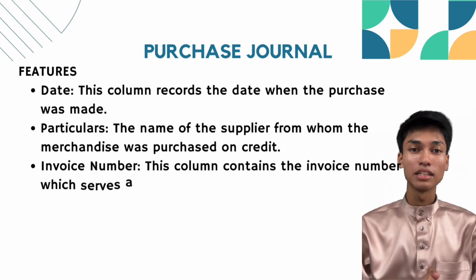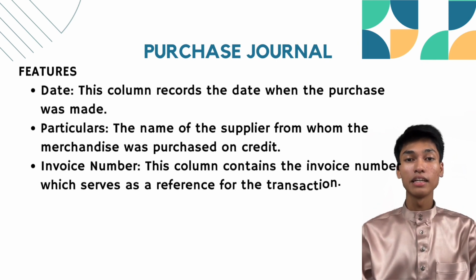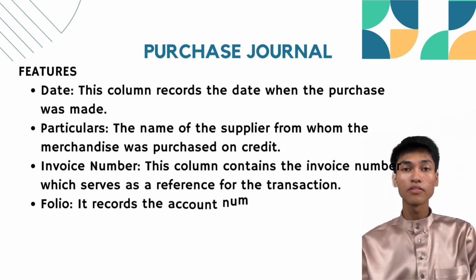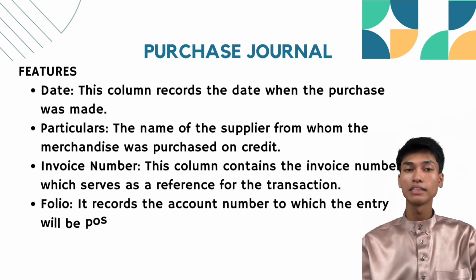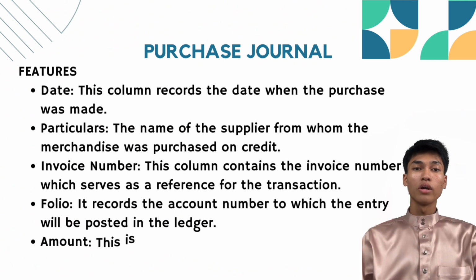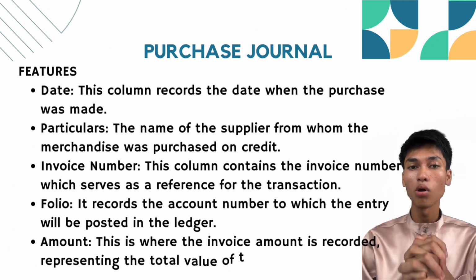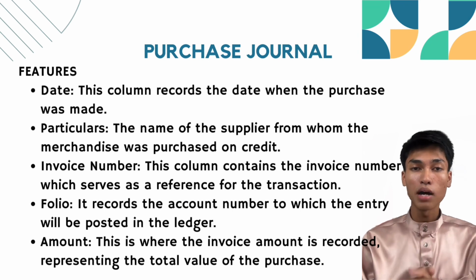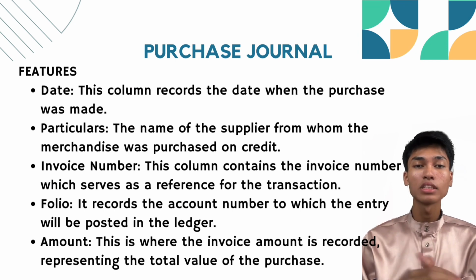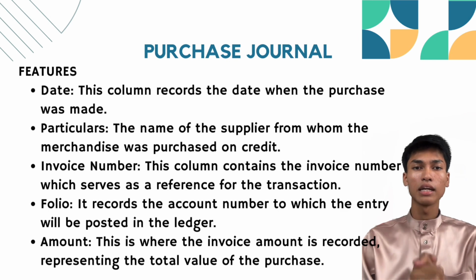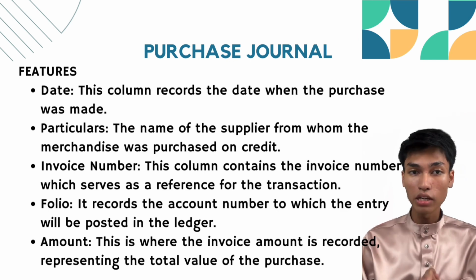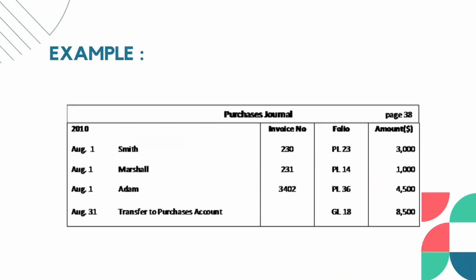Invoice number. This column contains the invoice number which serves as a reference for the transaction. Folio. It records the account number to which the entry will be posted in the ledger. Amount. This is where the invoice amount is recorded, representing the total value of the purchase.